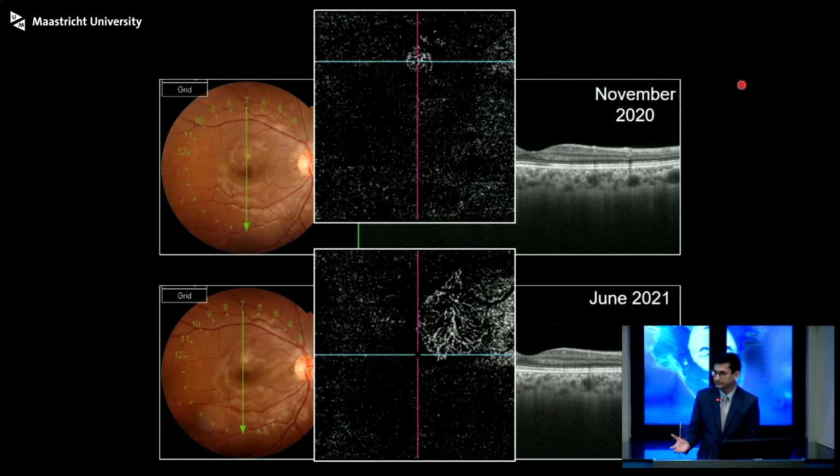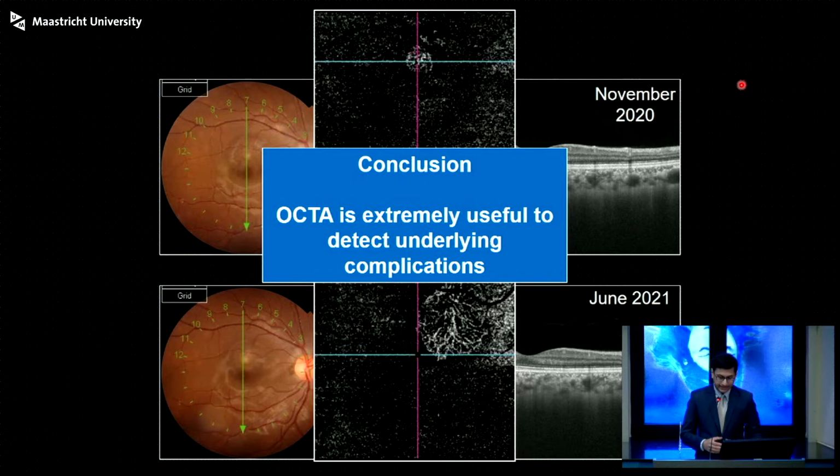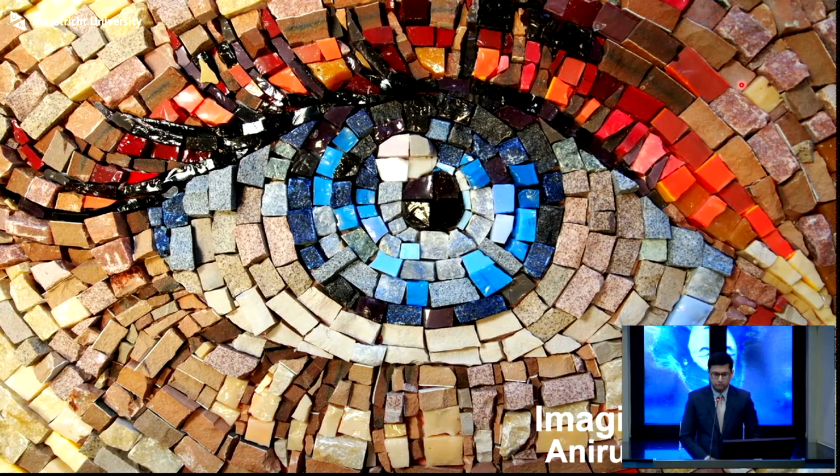Now, this is a significant finding. It impacts the vision and the further treatment for this patient. So OCTA was found to be extremely useful in detecting the underlying complications, such as new blood vessel formation in certain inflammatory eye diseases. And with that, I would like to mention that imaging using OCT and OCTA is an exciting field of research. There are countless possibilities, opportunities, and many more aspects waiting to be explored.